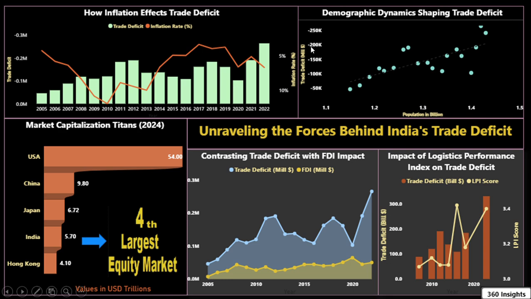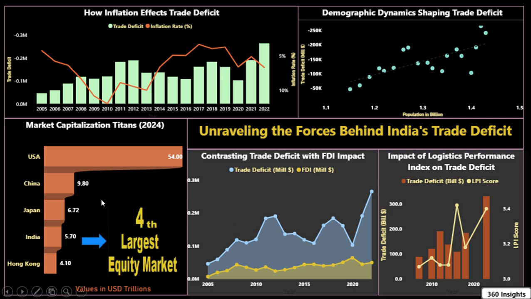Here we see the relation between the population and the trade deficit. As the population increases, the demand for essential goods increases, which would force more imports. So it will lead to more trade deficits.